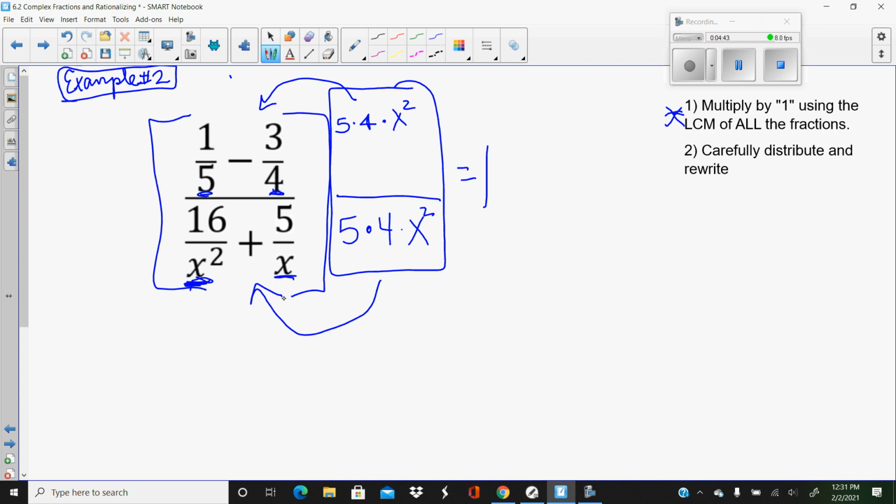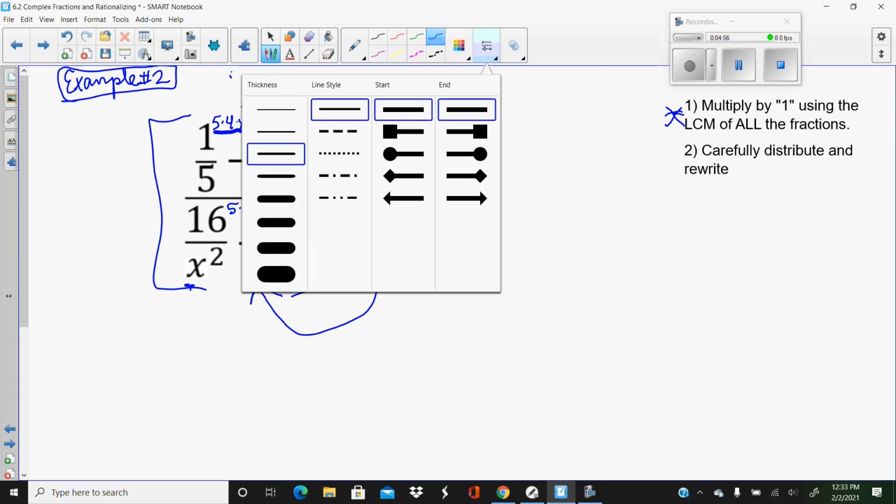All right, so let's clean this up a little bit and see what happens. If I distribute 5 times 4 times x squared, I found that especially with these complicated fractions, it helps to actually write the 5 times 4 times x squared on each of the little fellas.